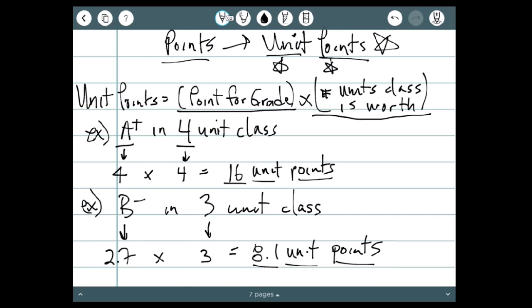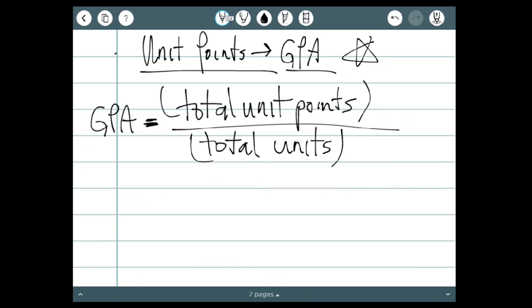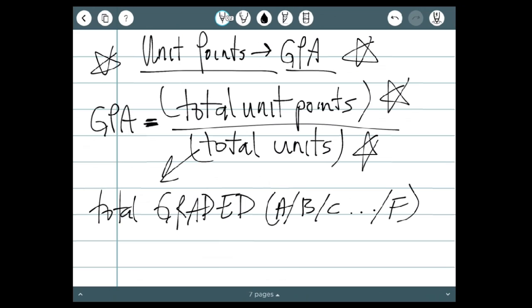But now that you know the unit points associated with certain classes, I want to get to the main deal of this video, which is GPA. How do you use your unit points to determine GPA? GPA is going to be determined by the total unit points you have, divided by the total number of units you're taking. All right, and there's a very, very important distinction here. These total units are referring to total graded units. And what I mean by graded is they have to be letter graded all the way down to an F. All right, pass, no pass units are not included in this. So it's this total graded units.